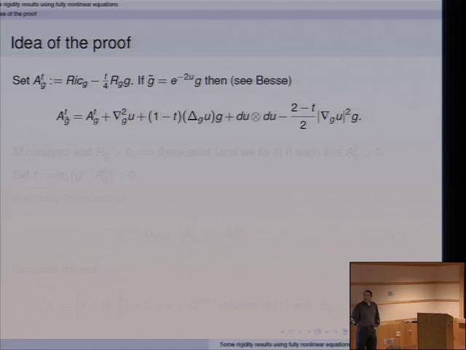Basically, the proof of this result follows the lines of a result by Matt Gursky and Jeff Viaclovsky in 4D. The proof is exactly the same. The only difference is on the lower bound. I will explain where. So consider this tensor A_t, which is basically in 3D the Schouten tensor, and instead of putting a 1 here to have the Schouten tensor, you put a parameter t.